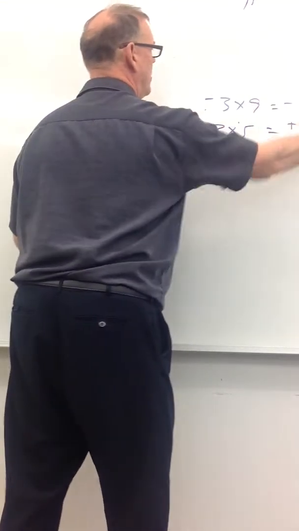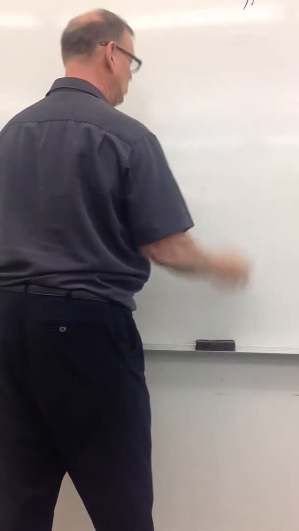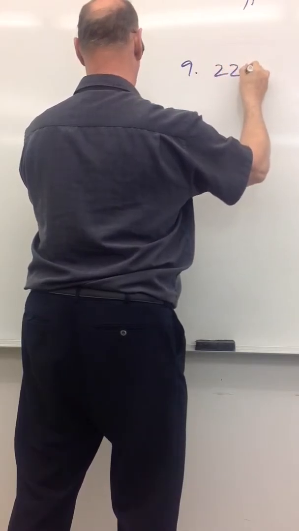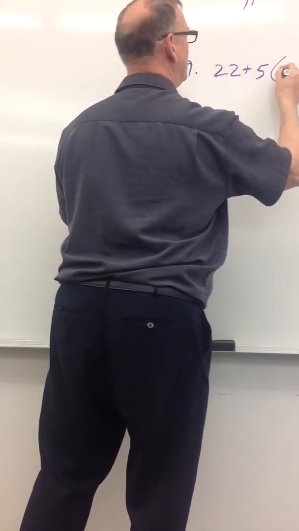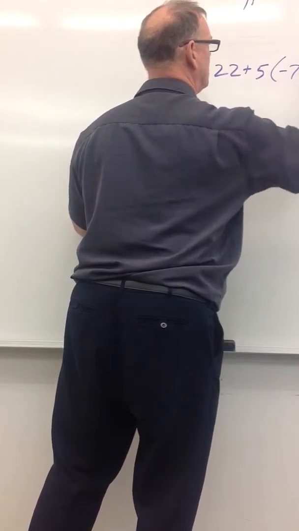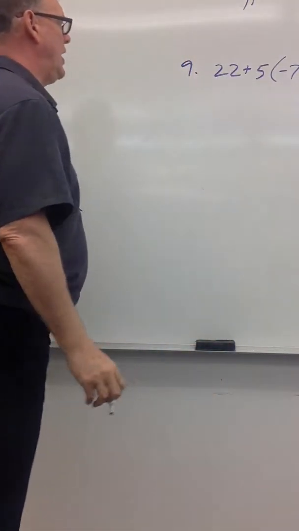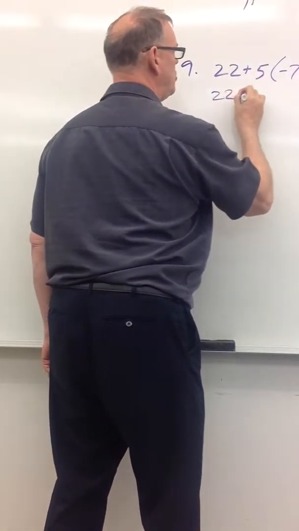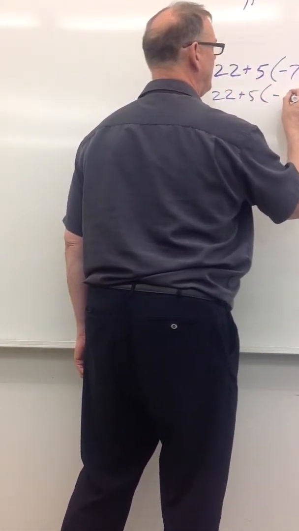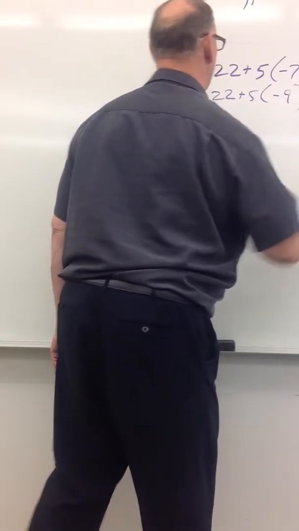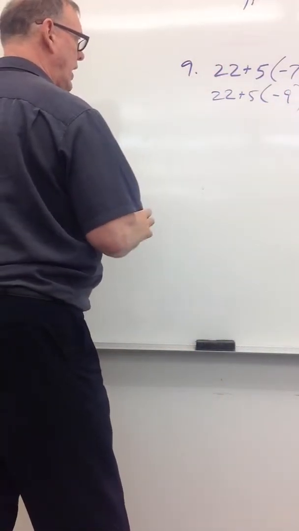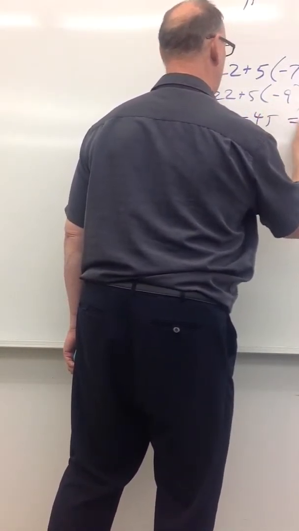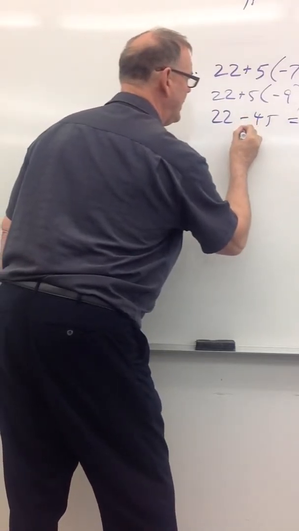All right, next, number 9. So 22 plus 5 times minus 7 minus 2 equals. All right, BEDMAS, B, brackets. So we go minus 7 minus 2 is minus 9. Then BEDMAS, multiplication comes before addition and subtraction. 5 times minus 9 is minus 45 equals. So we've got a negative 45.